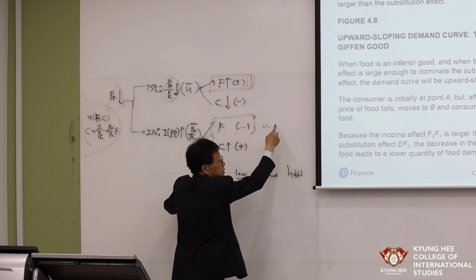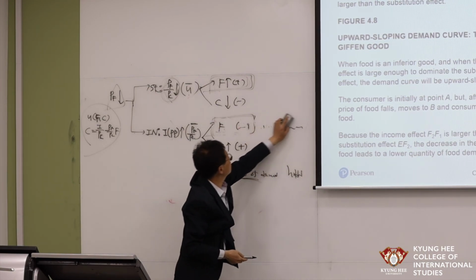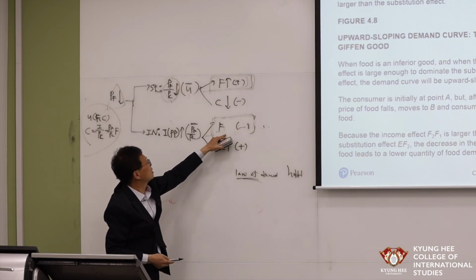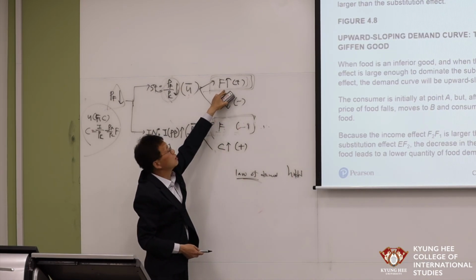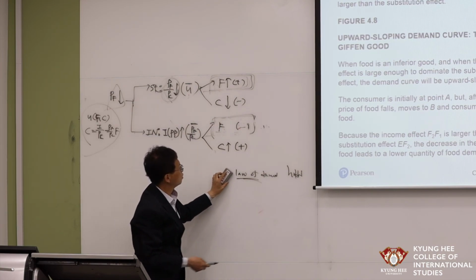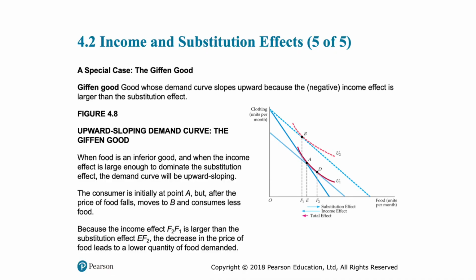Then we said inferior good, right? Really in a special case, this negative income effect dominates the positive substitution effect. Then the law of demand doesn't hold anymore. That is the Giffen good case. I explained three cases using the utility maximization problem.